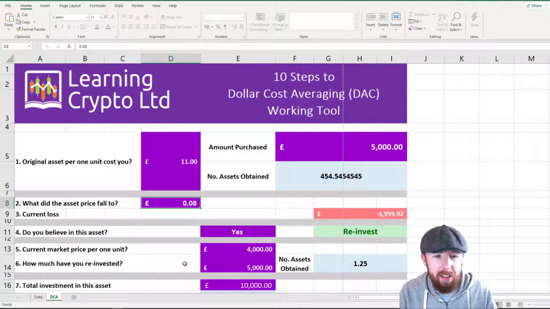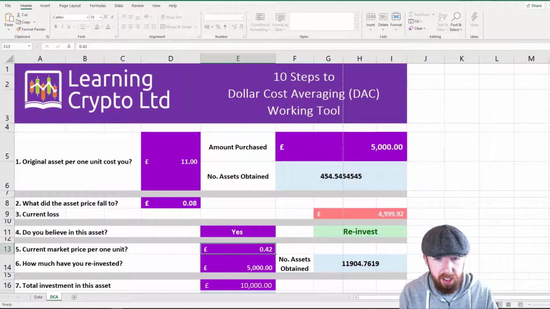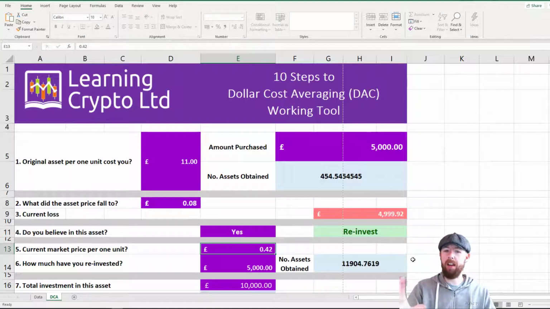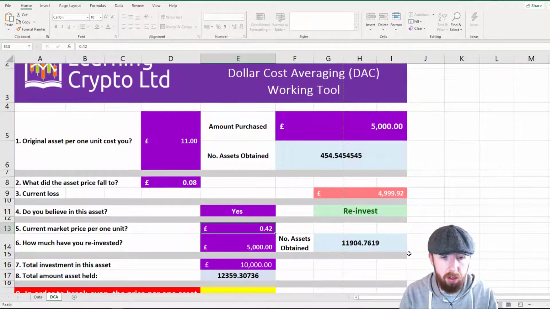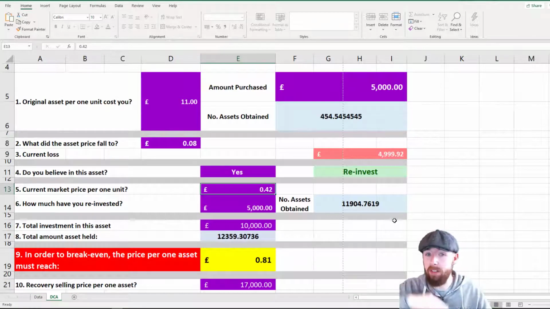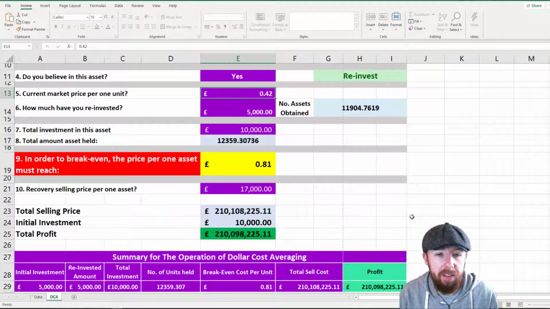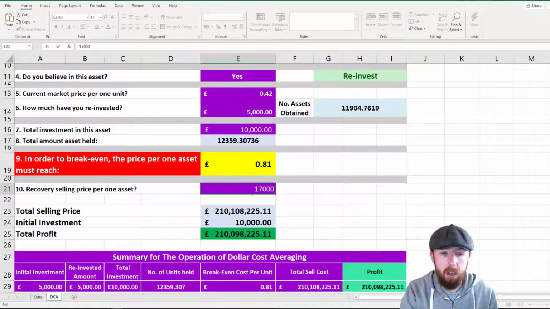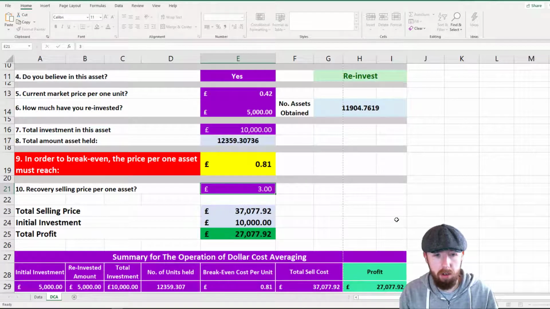Now the current market price is actually weirdly 0.42, which is cool. So if you reinvested another $5,000, you get 11,904 ICON tokens. To break even, it basically has to double the price from here on. 81 cents to break even. So if you wanted to sell this, say at $3, you could. It's crazy.